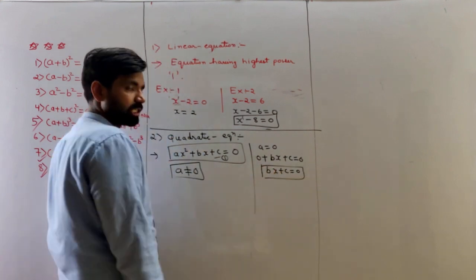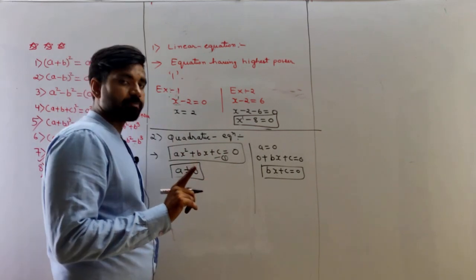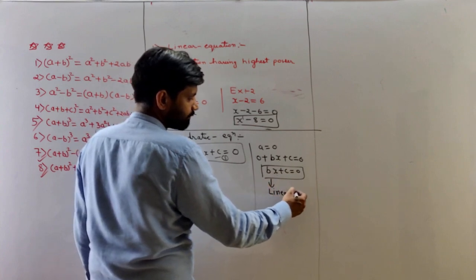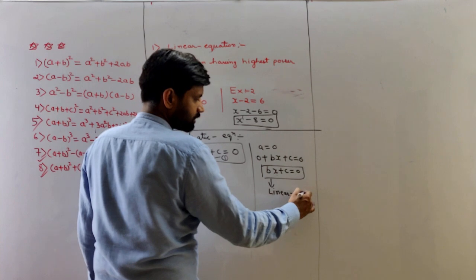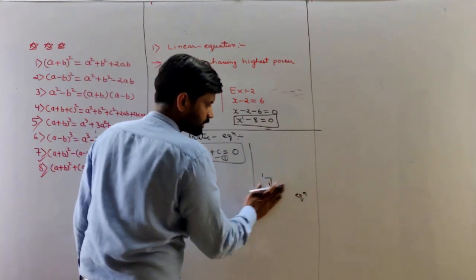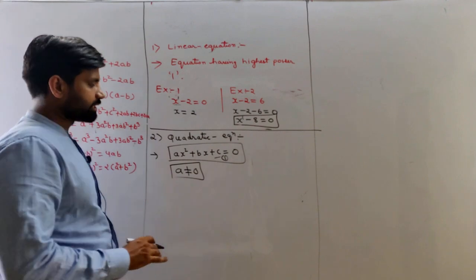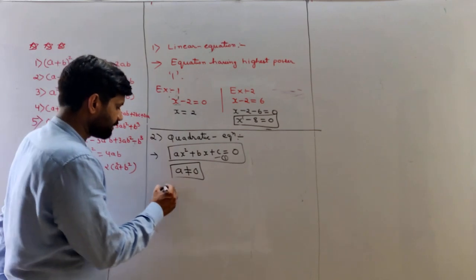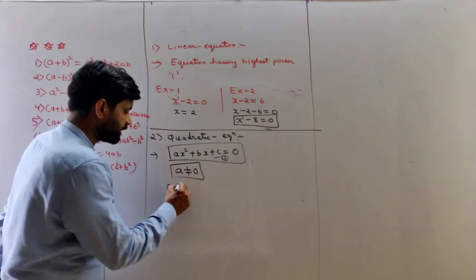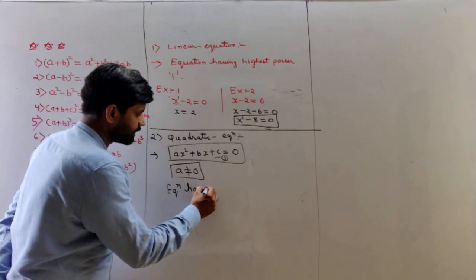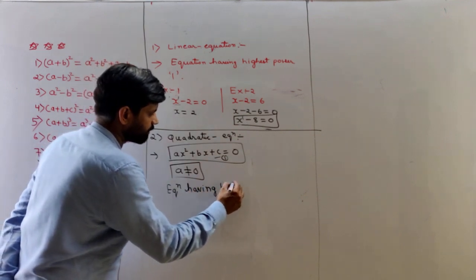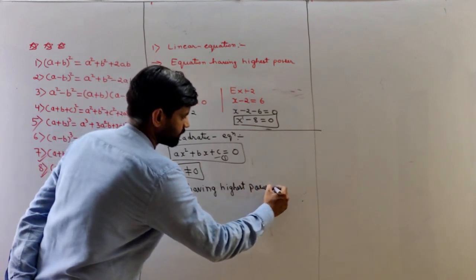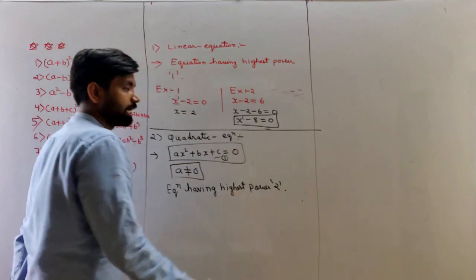So in this equation the highest power is 1. This equation is known as a linear equation. Understand? So it is not possible in a quadratic equation. In a quadratic equation, we can say that an equation having highest power 2 is known as a quadratic equation. Highest power 2. Okay, understand?